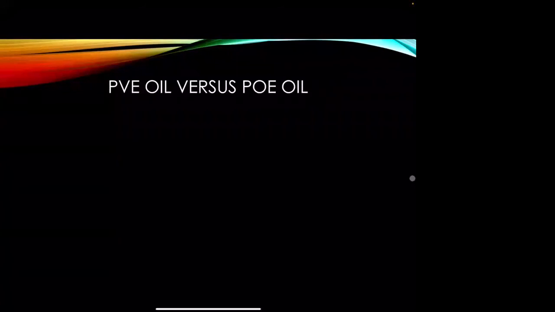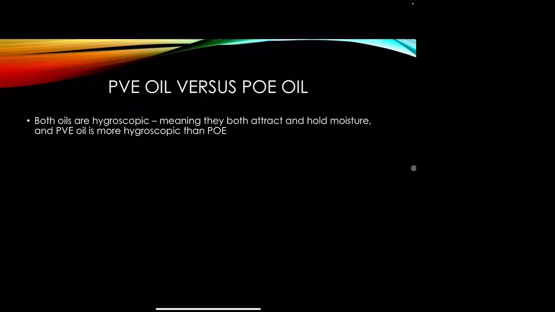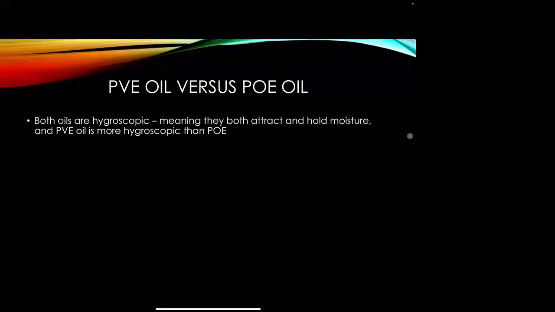So what is the difference of PVE oil versus POE oil? Well, both oils are hygroscopic, meaning that they both attract and hold moisture. Very important to properly evacuate a system when we're installing. However, PVE oil is more hygroscopic than POE, so it's going to be even more important if we start changing to these PVE oils, especially, like I said, in our ductless and VRF systems.